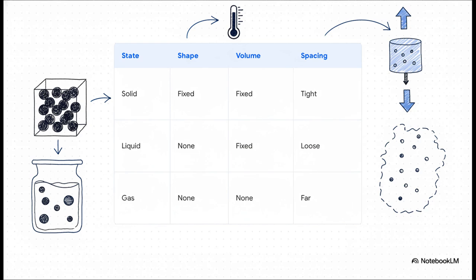And it all comes down to how particles are packed together. In a solid, those particles are crammed in tight, which gives it a fixed shape and volume. Liquids, they've got a bit more wiggle room. The particles can slide past each other, which is why a liquid takes the shape of its container. And in a gas, particles are just spread far apart, flying everywhere to fill whatever volume they're in. And the cool part is, just by tweaking temperature or pressure, you can flip between these states.